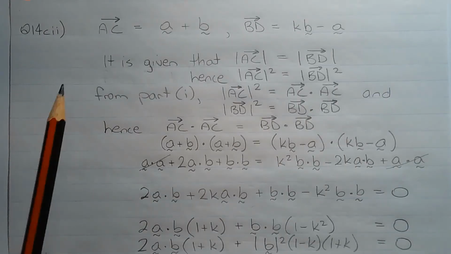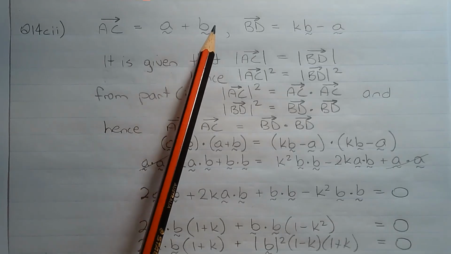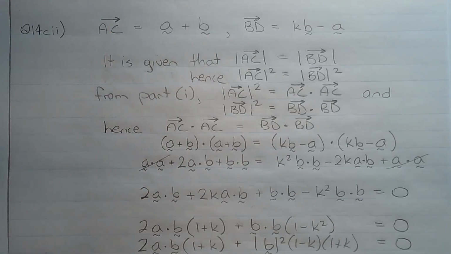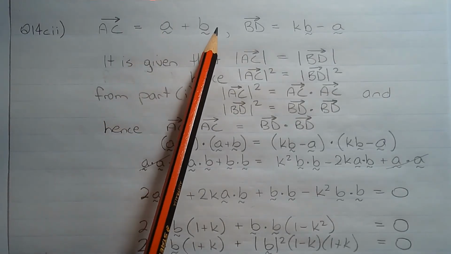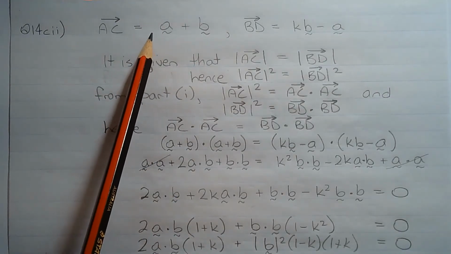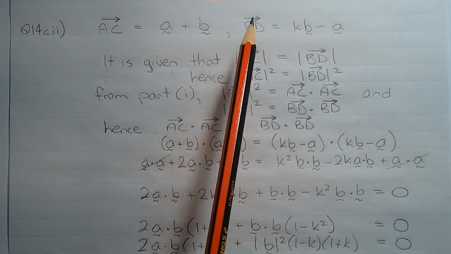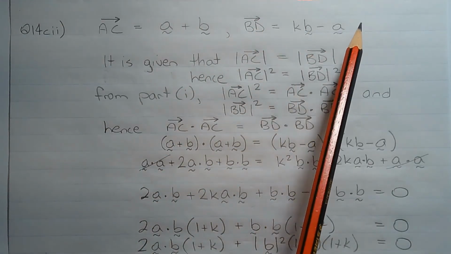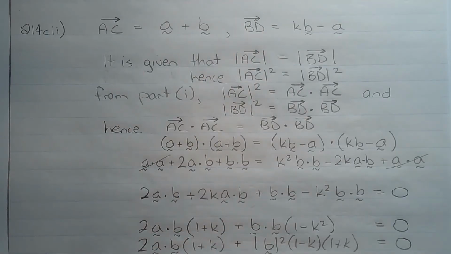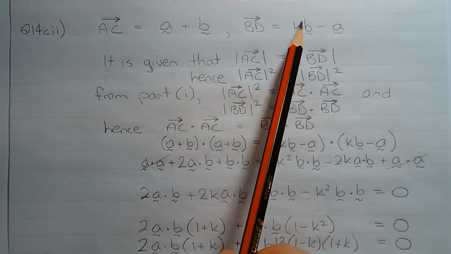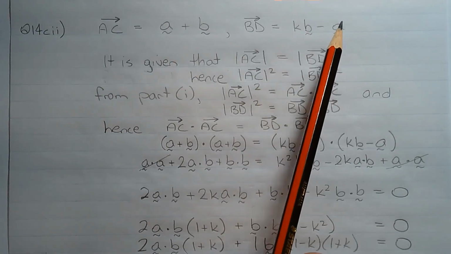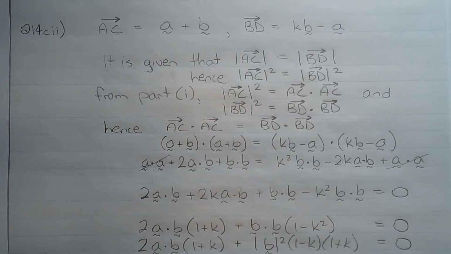From the diagram, vector AC is equal to vector a plus vector b, where vector AC is one of the diagonals of the trapezium, expressed in terms of the sum of vector a and vector b, where vector a is the left-hand side of the trapezium and vector b is the top of the trapezium. And vector BD is equal to k times vector b minus vector a, where BD is the other diagonal of the trapezium, expressed in terms of a difference between k times vector b, which is the base of the trapezium, and vector a, which is the left-hand side of the trapezium.